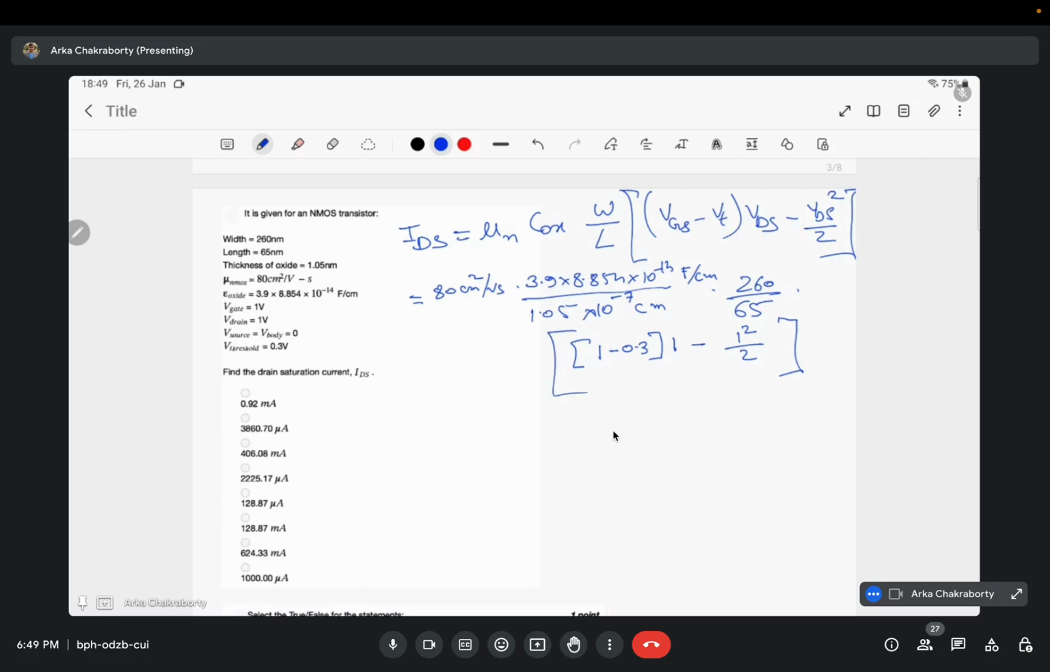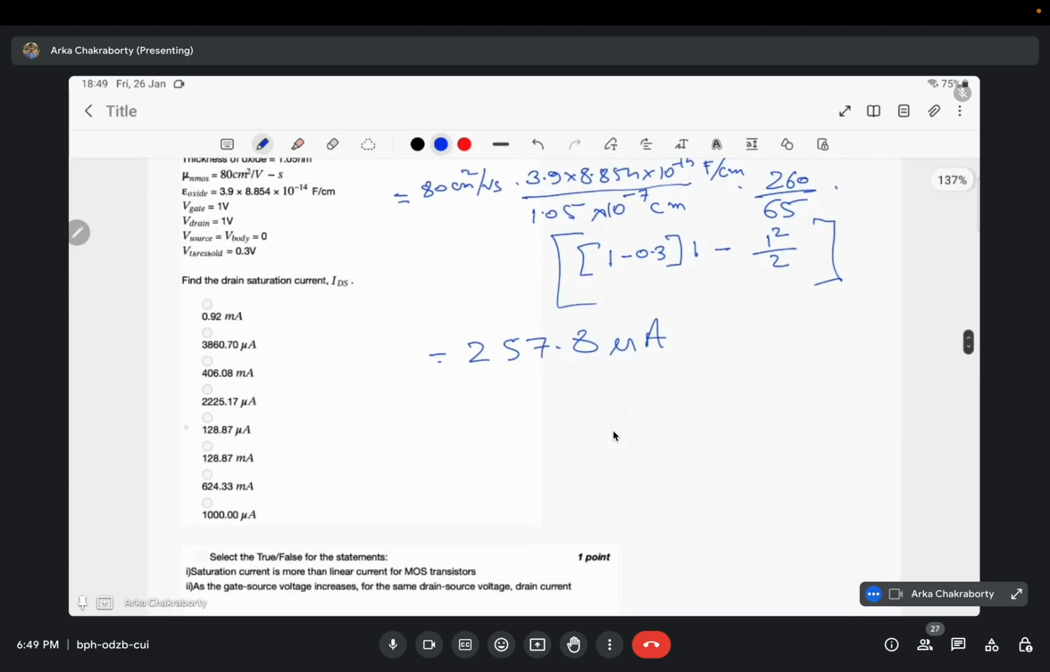Fine. You do the calculation. I have done the calculation yesterday night, and the answer I was getting is 257.8 microampere. Here the answer is not matching with any option. Here they have got 128.87 microampere, because I think, just give me a minute.